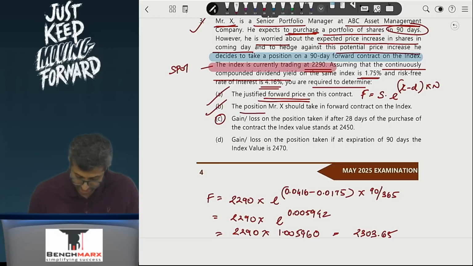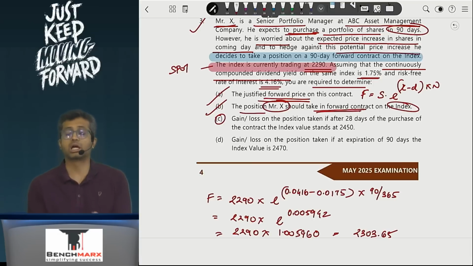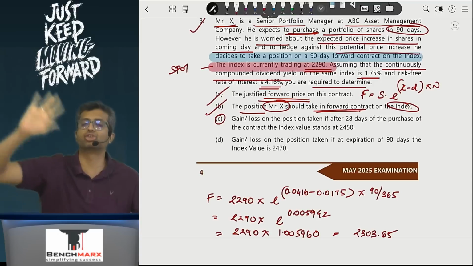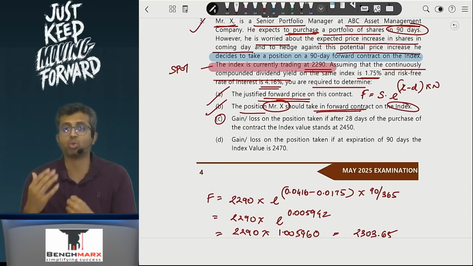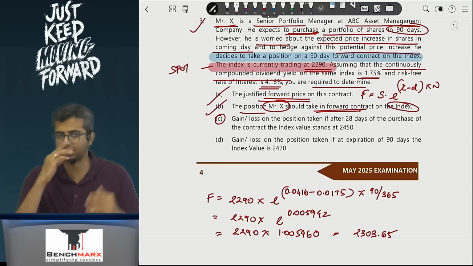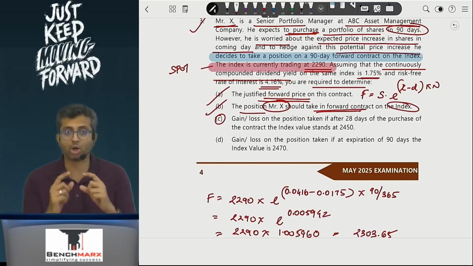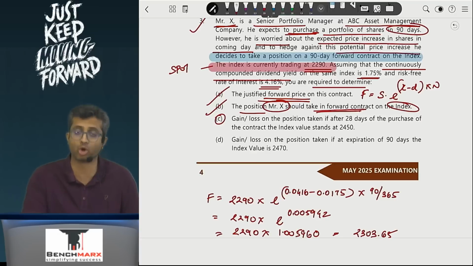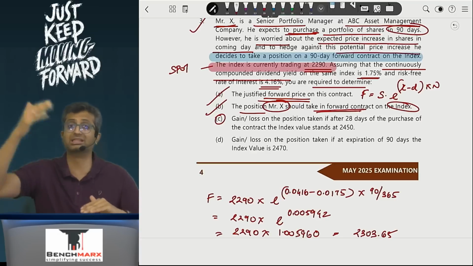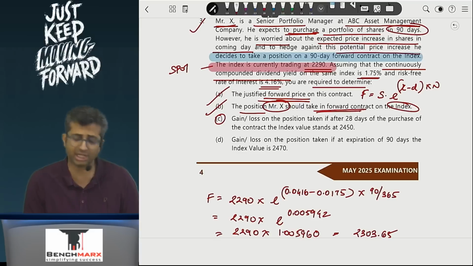The position Mr. X should take in the forward contract on the index. Now the thing is, currently you are neither long nor short, you don't have the shares, but you are going to buy the shares after 90 days. Now you are worried about what will happen if the share price increases, and hence you are trying to hedge using the index. If your shares are increasing, usually the index will also increase. So if the index is likely to increase, the appropriate strategy is to go long, that is buy today at a lower price, and later when the index increases you can sell it, cover the deal, and make a gain.